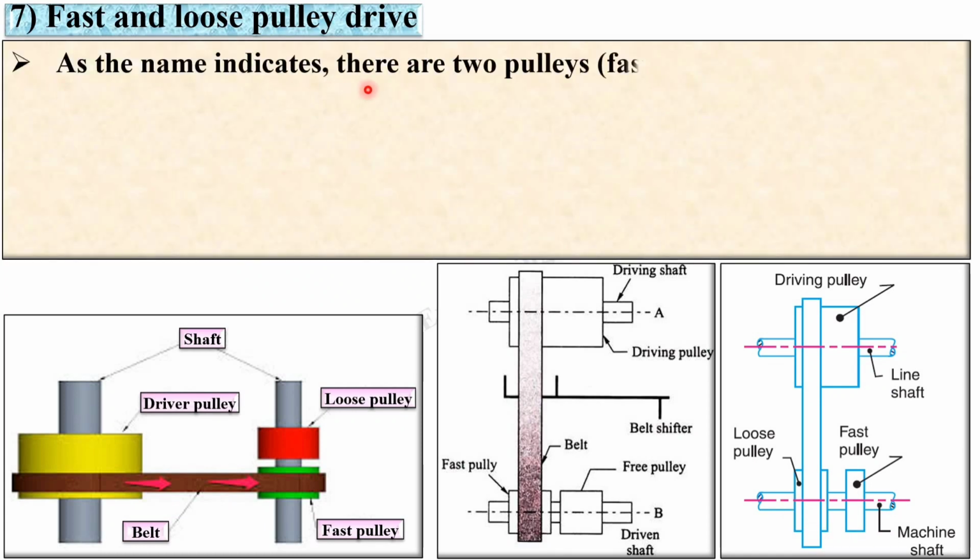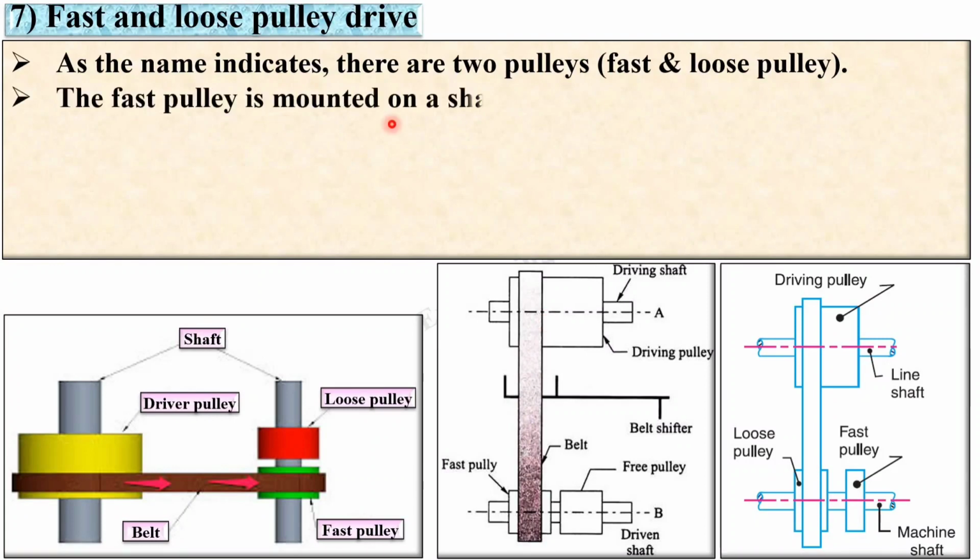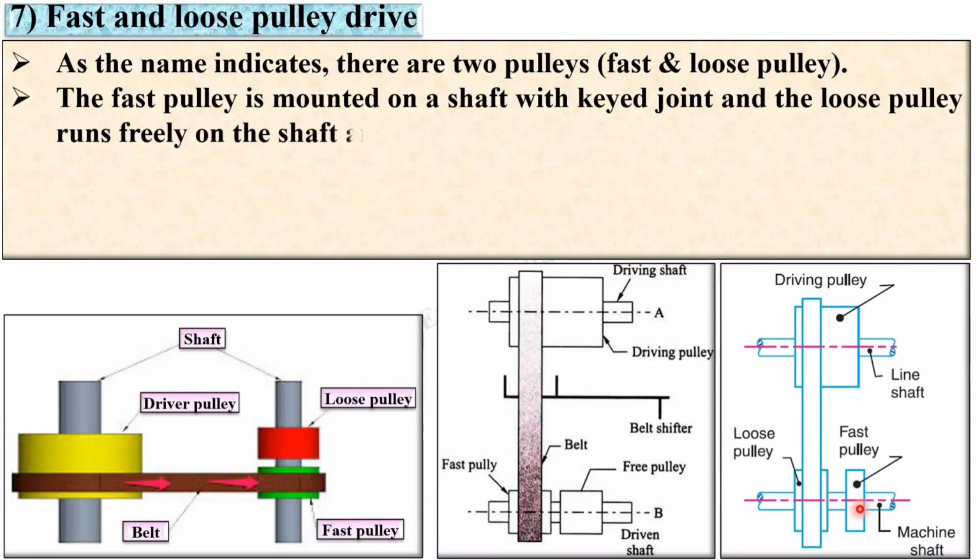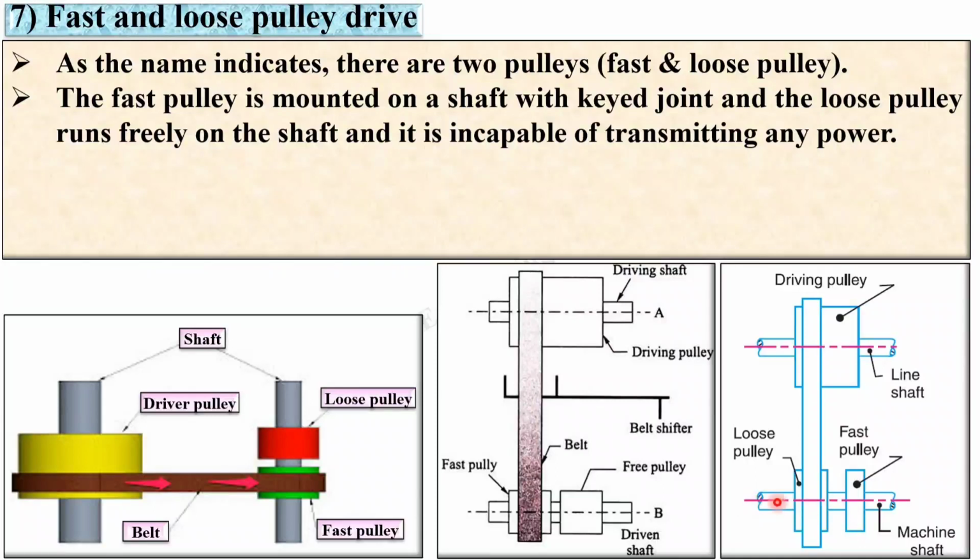As the name indicates, there are two pulleys, fast and loose pulley. Here you can see fast and loose pulley on the driven shaft. The fast pulley is mounted on the shaft with a keyed joint and the loose pulley runs freely on the shaft and it is incapable of transmitting any power.